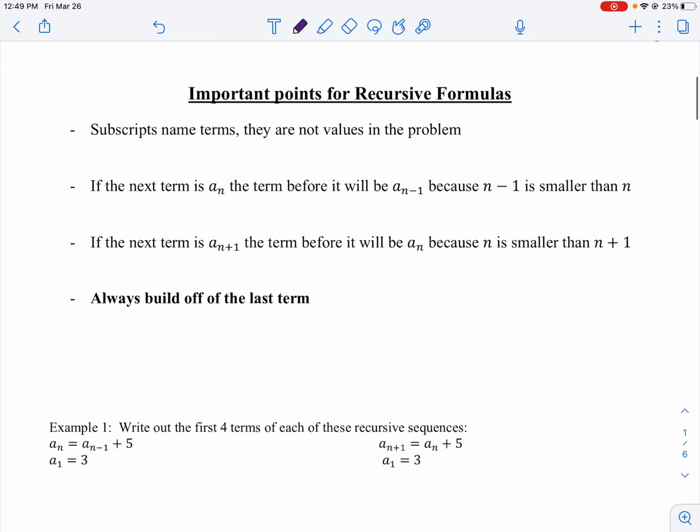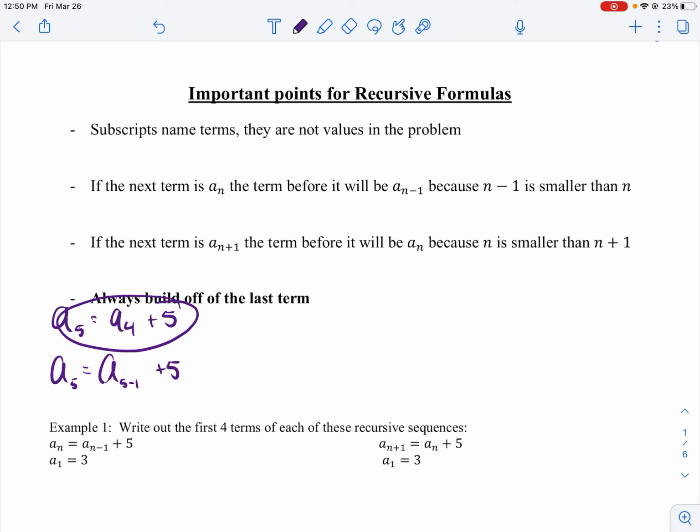So, important points for recursive formulas. The subscripts name terms. They are not values in the problem. So again, same things apply. This right here means your fifth term. And so if your a sub n is a sub 5, well then anywhere you see an n, you would put that 5. So looking down at the examples below, our fifth term would be a sub 5 minus 1 plus 5, which says your fifth term is equal to 5 minus 1, which is 4, so your fourth term plus 5. So in order to calculate our fifth term, we need our fourth term.